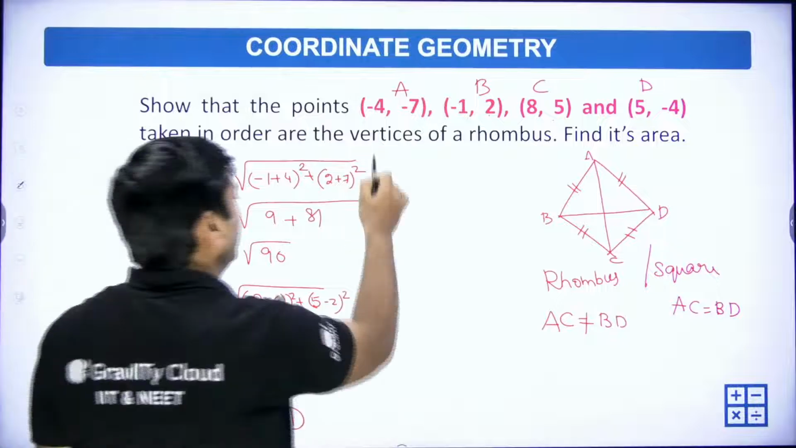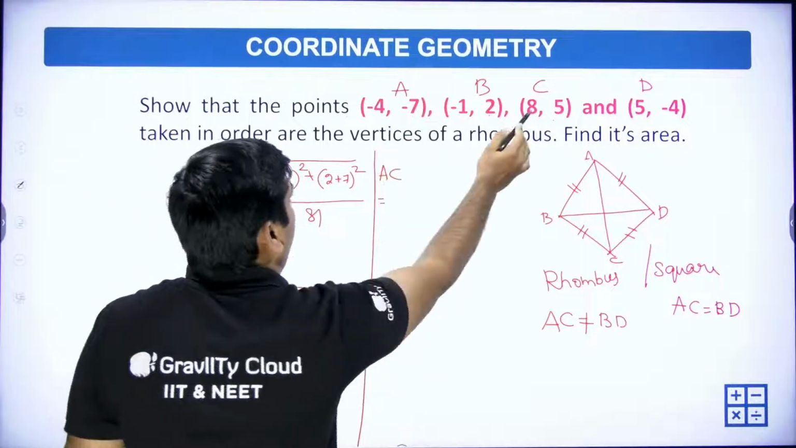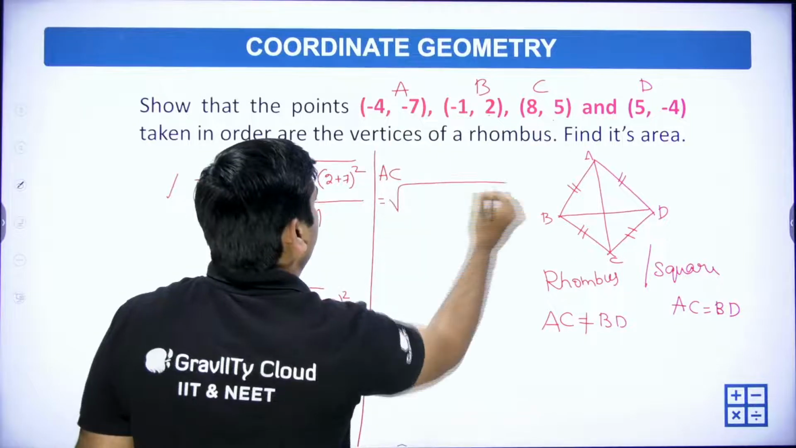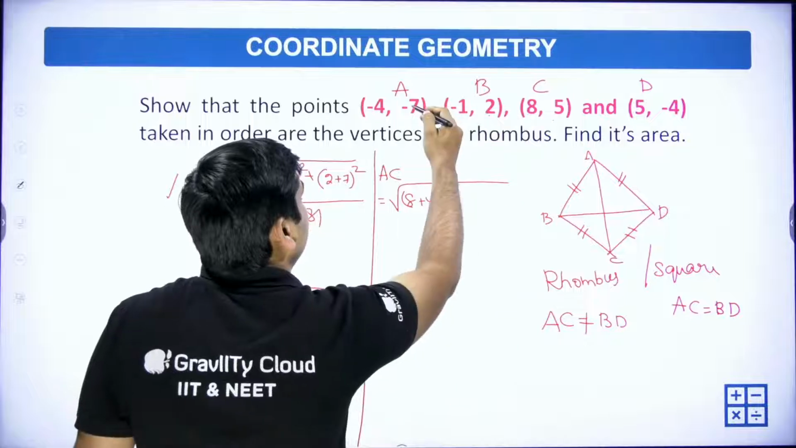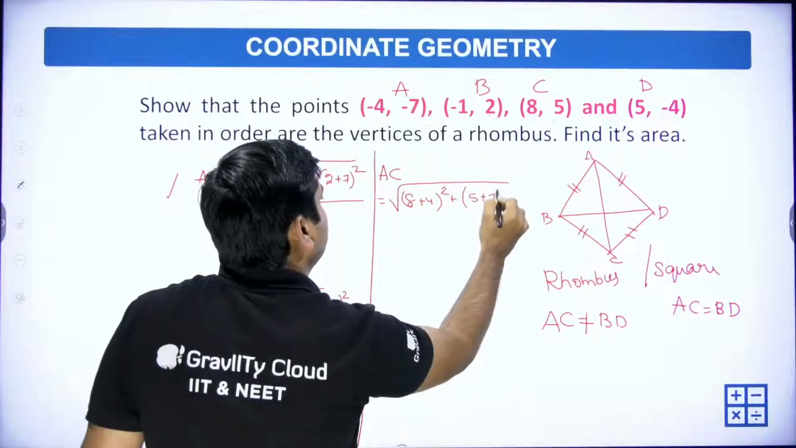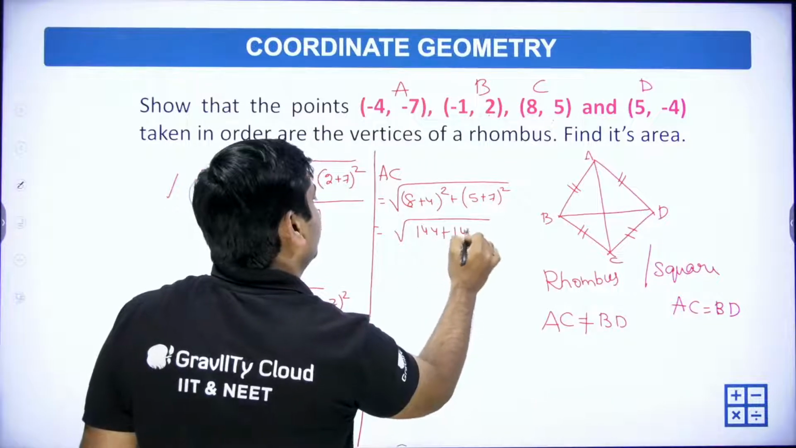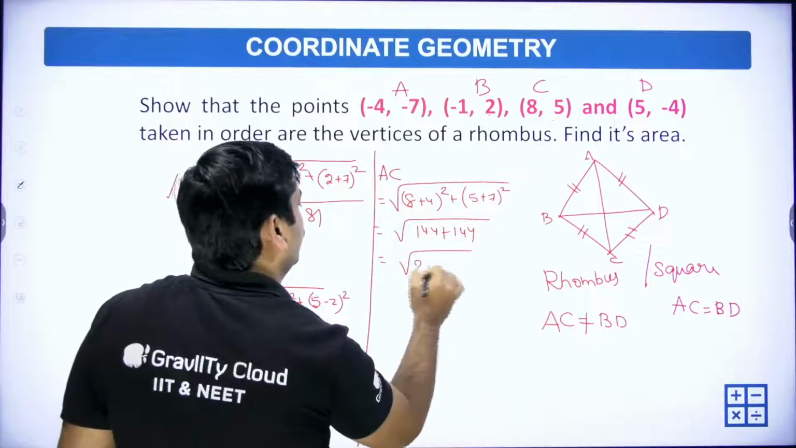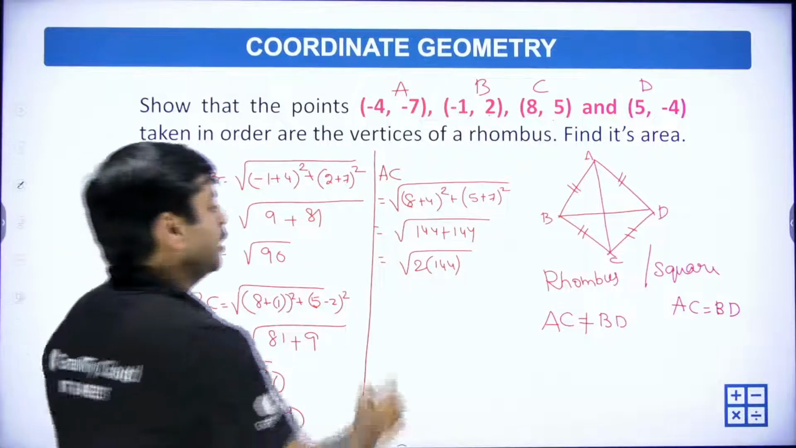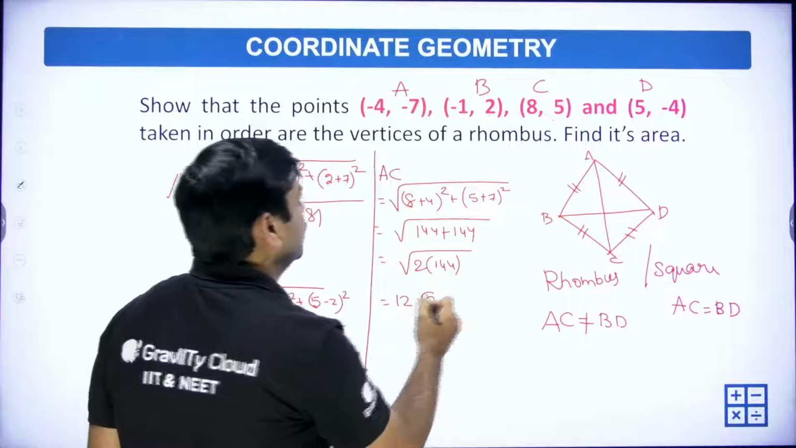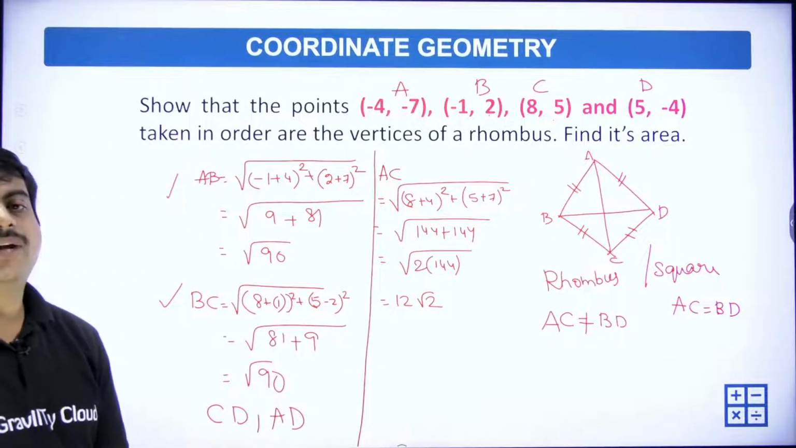Let's try to find the length of AC. AC is root over (8 minus of minus 4) whole square, 8 plus 4 whole square, plus (5 minus of minus 7) whole square, 5 plus 7 whole square. 8 plus 4 is 12 square, 144, plus again 12 square, 144, that is 2 times 144, and you know root 144 is 12, so that will give you 12 root 2 centimeters or units, whatever it is. That is the length of diagonal AC.